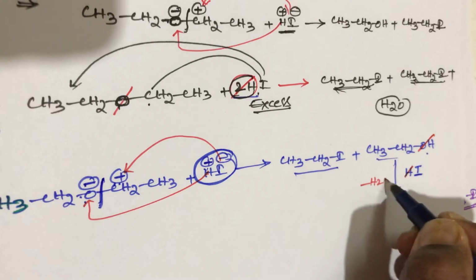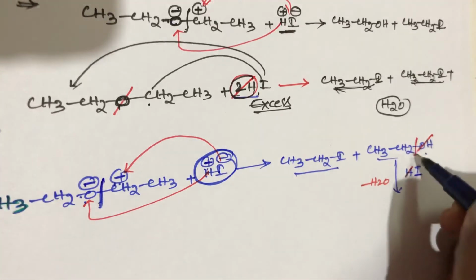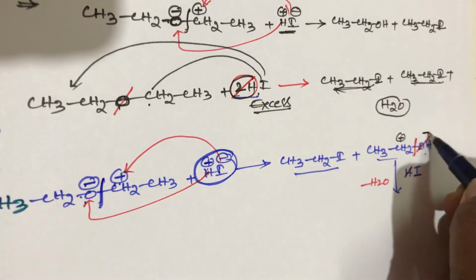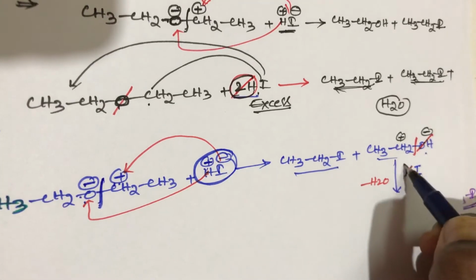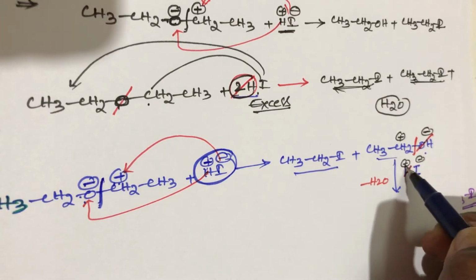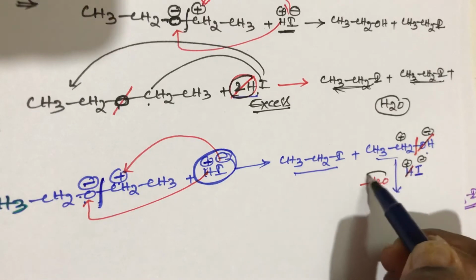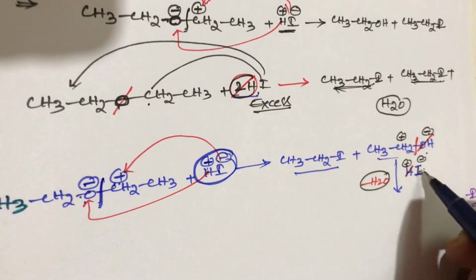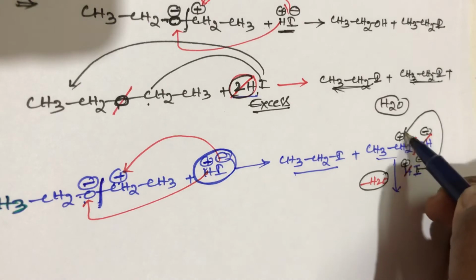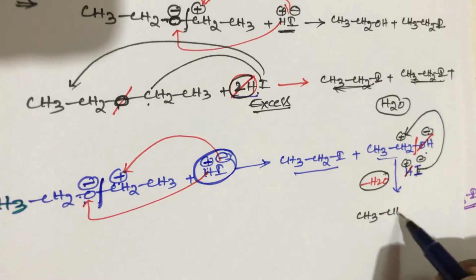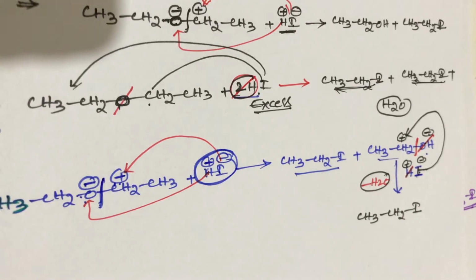This water is eliminated, with bond cleavage between this carbon and oxygen. This carbon gets a positive charge, and OH minus. Generally HI contains H plus and I minus; this H plus combines with OH minus, and we get water as elimination. The remaining iodine will be left, this I minus will attack this side, and we get ethyl iodide again.